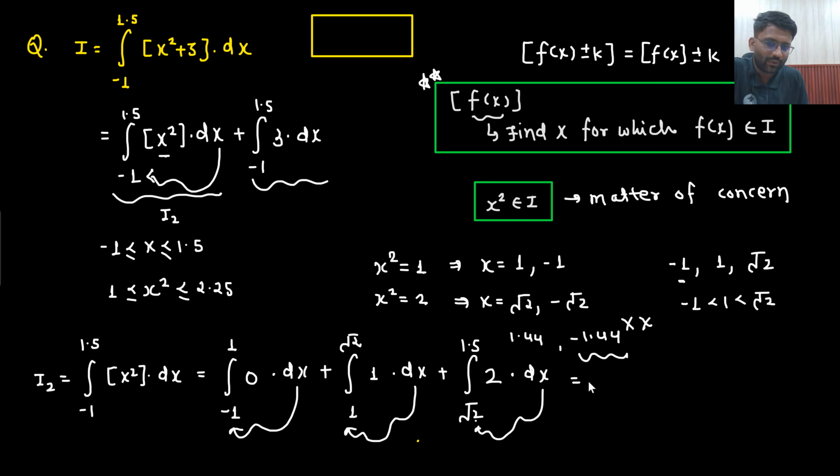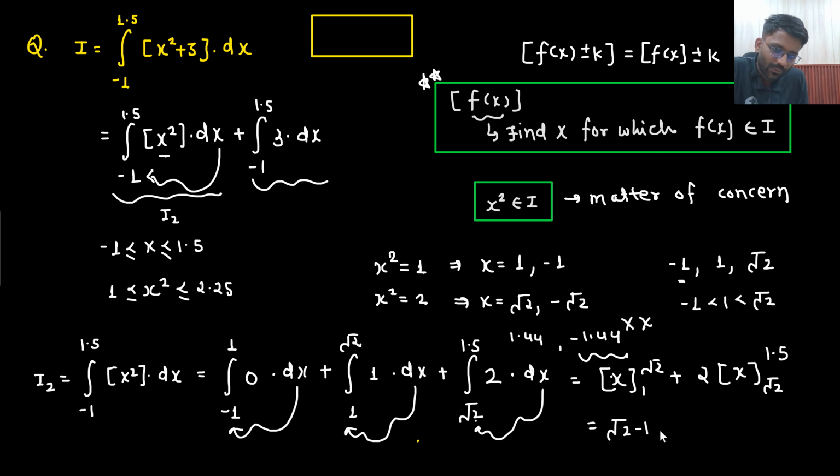So when I solve it, what I will get, 0 into dx will be 0 only. Here I will get under root 2 minus 1, because this integration will be x from 1 to under root 2, and next integration would be x from under root 2 to 1.5. So under root 2 minus 1, 1.5 minus under root 2. So here 3 minus 1, which will be 2, minus 2 under root 2.